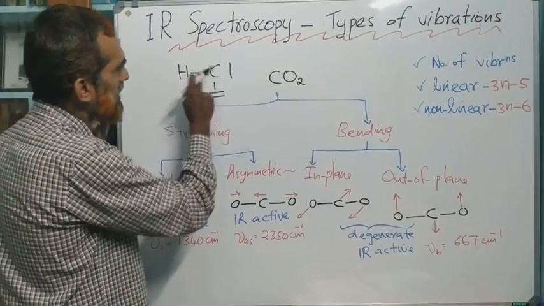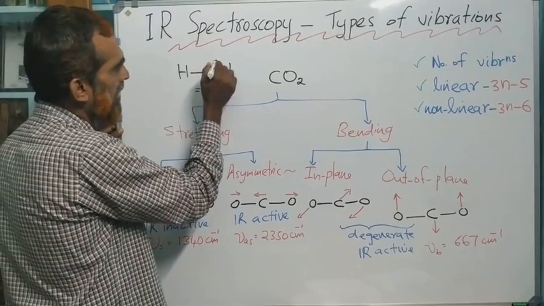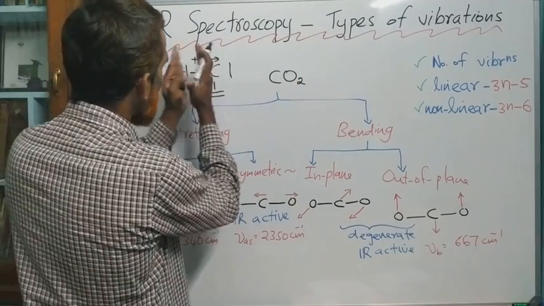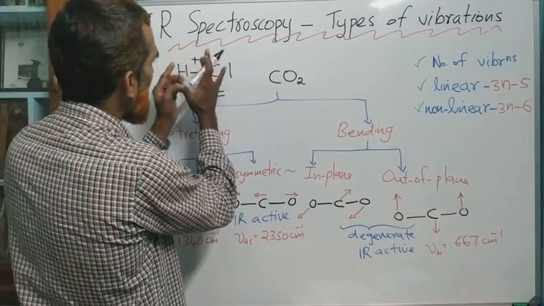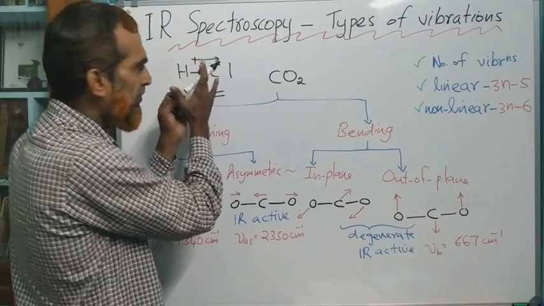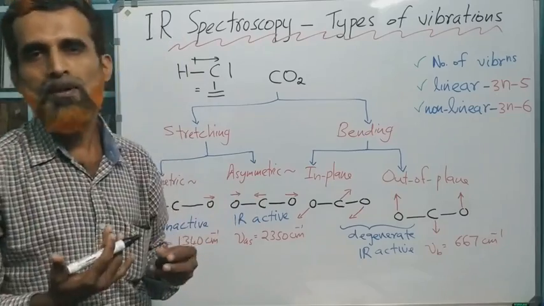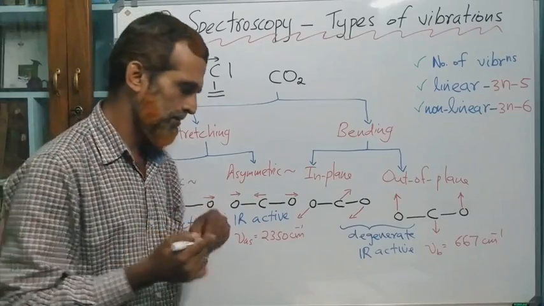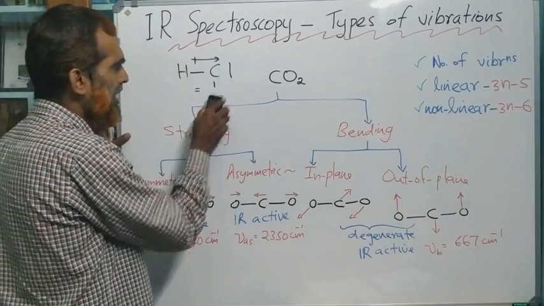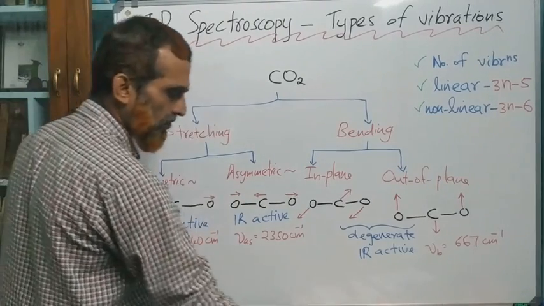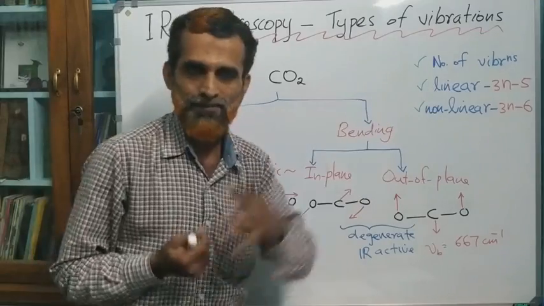And we know that this molecule is polar due to the electronegativity difference. So when there is vibration, you know that this dipole moment vector will increase and decrease. That means it will be fluctuating. So it is IR active. So that's very simple. But when we go to polyatomic molecules, we have some formula.